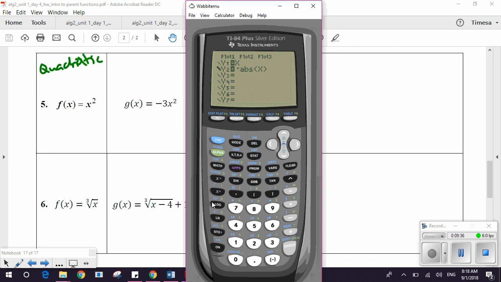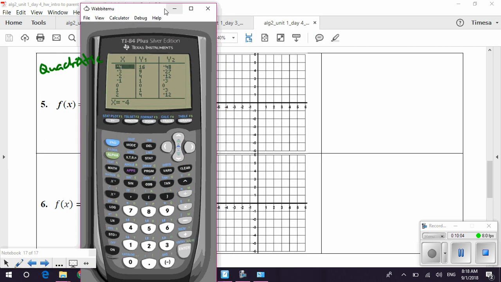So we do x squared for mama and negative 3x squared for baby. Graph. There's mama u and there's baby u. Baby looks a little thinner and he flipped across. He flipped upside down. Let's pull up the table for points to use in our plot.